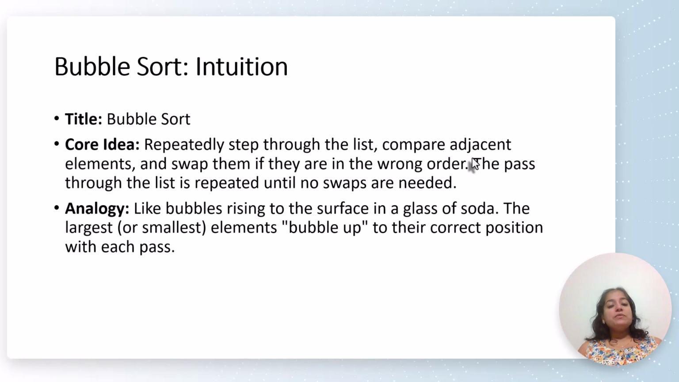So the first one is bubble sort. The basic idea of bubble sort is that we need to bubble up the elements. We compare the adjacent elements, and if the adjacent elements are not in the correct order, we swap them. We perform the process till all the elements are sorted.